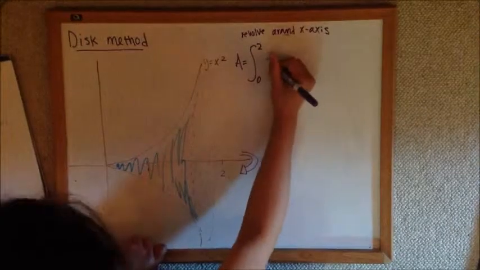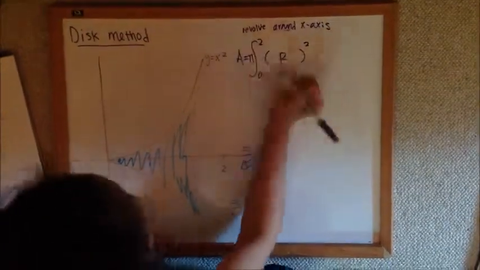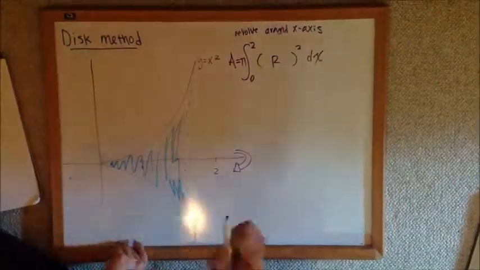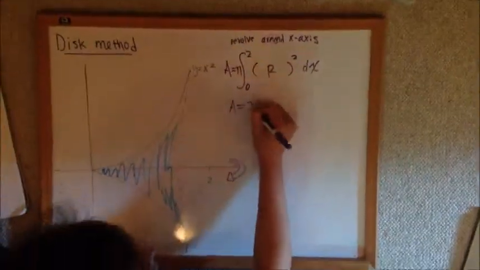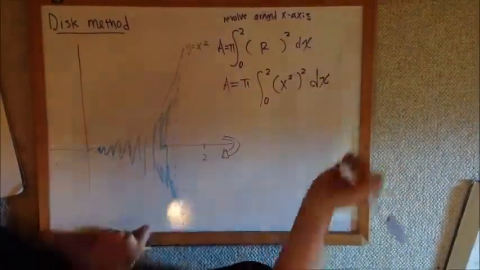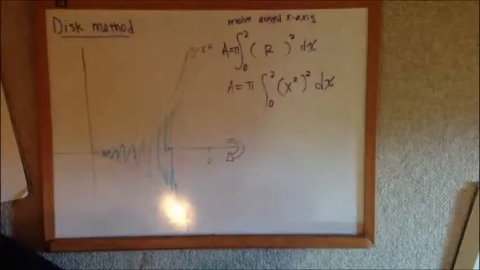To do this, we go to the disk method equation. The volume equals the integral from 0 to 2 of pi times r squared dx, where r equals the equation in terms of x. If you look carefully inside the integral, you will see that this is the formula for finding the area of a circle.